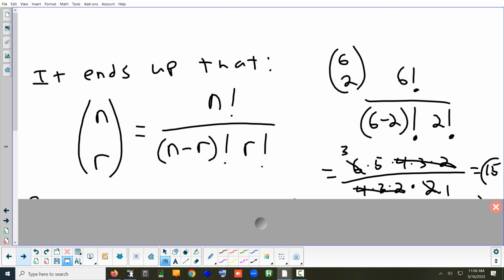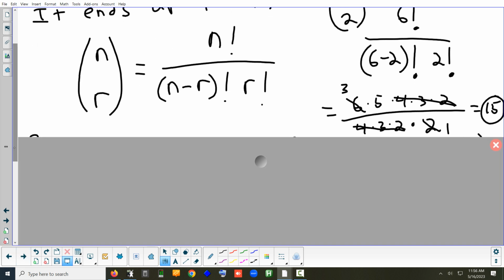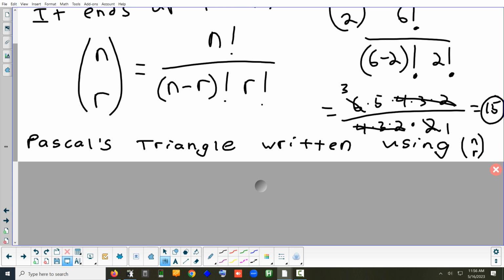15. And was that the number we circled on the triangle? Yeah. So now we have a way to calculate a number in Pascal's triangle. In the triangle, what would be the very top spot? That would be row what, column what? 0.